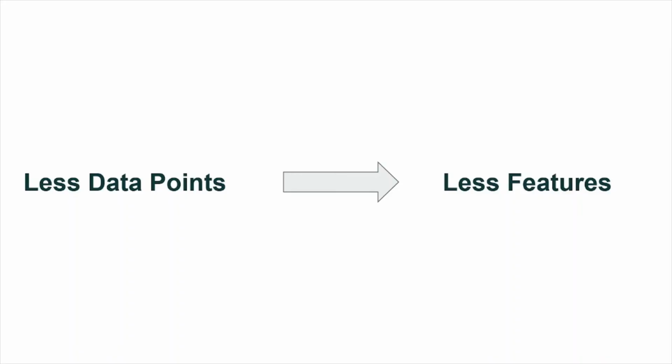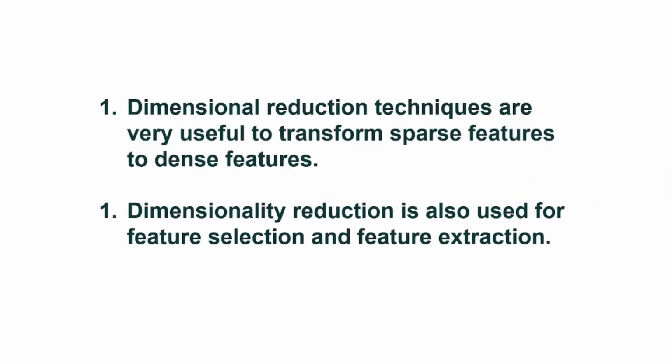Furthermore, overfitting will occur both when estimating relatively few parameters in a highly dimensional space and a lot of parameters in a lower dimensional space. If we have fewer data points, it is always better to work with fewer features. Dimensionality reduction is used to tackle the curse of dimensionality. Dimensionality reduction techniques are very useful to transform sparse features to dense features. Dimensionality reduction is also used for feature selection and feature extraction.